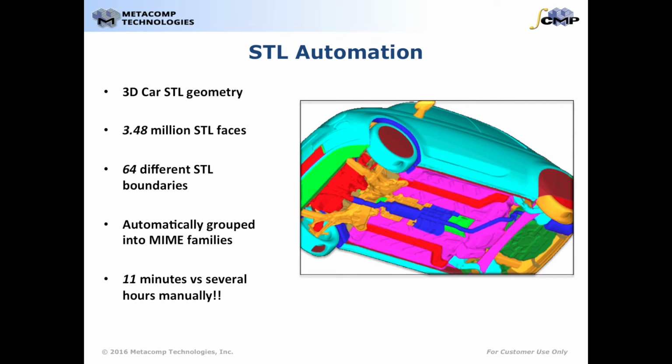IMIME also includes STL Automation. Many complex CAD geometries are exported in STL formats. For example, here's a 3D car. This car consists of millions of individual STL facets. These facets are grouped into dozens of individual boundaries. Manually grouping these into families can take hours. However, the STL automation can automatically group the different boundaries into families, saving hours of work.